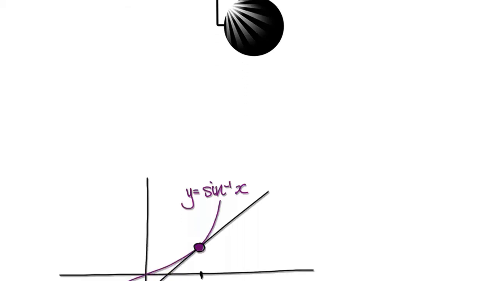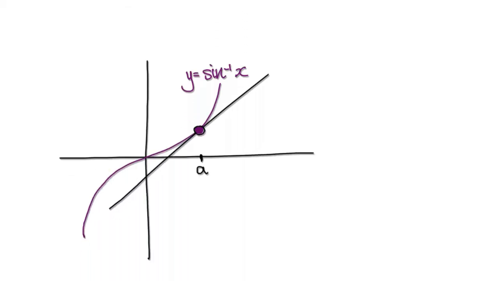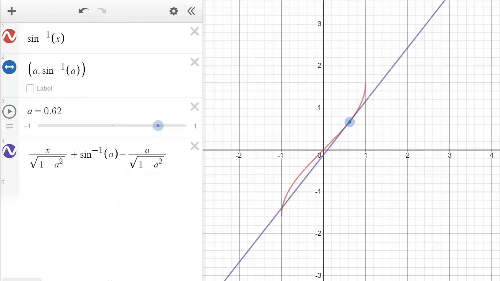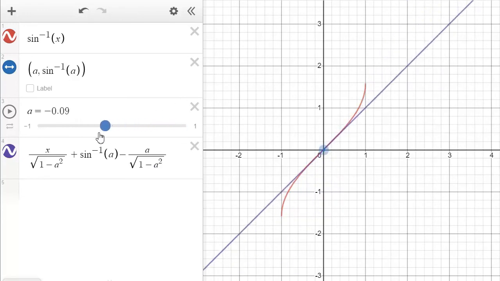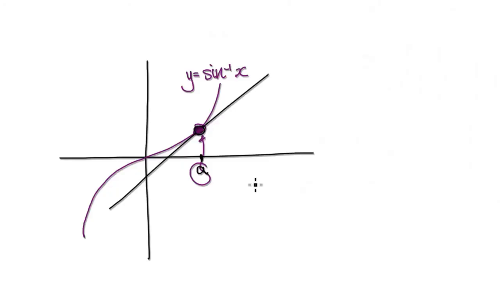In this video, I'm going to show you how to draw a tangent line of an inverse sine graph. So we want to draw a tangent line at A. Let me just show you in Desmos. As you slide A back and forth, it will draw the tangent line on the inverse sine graph. So let's try and do it.